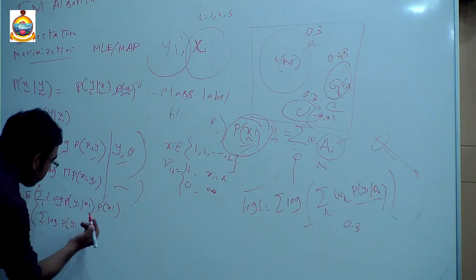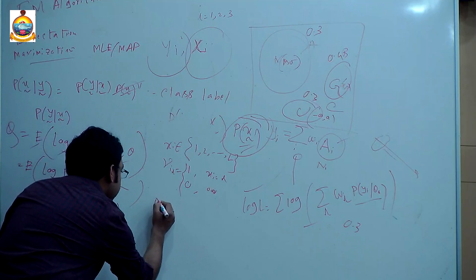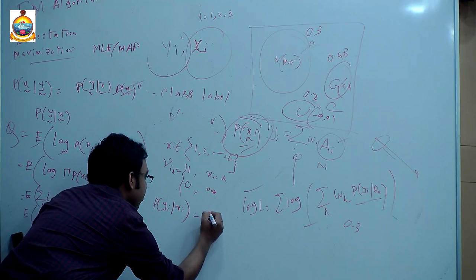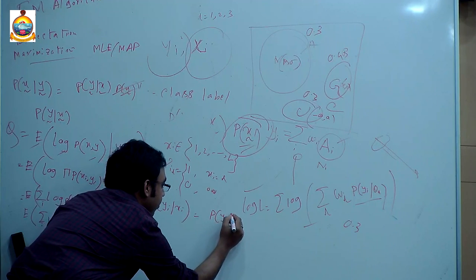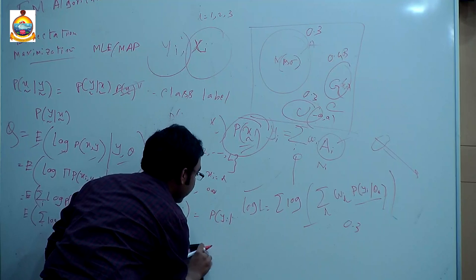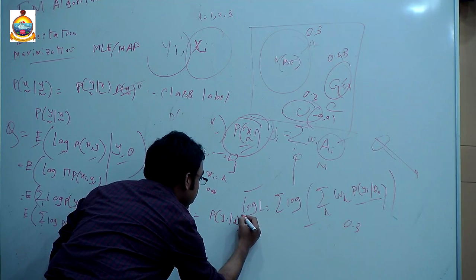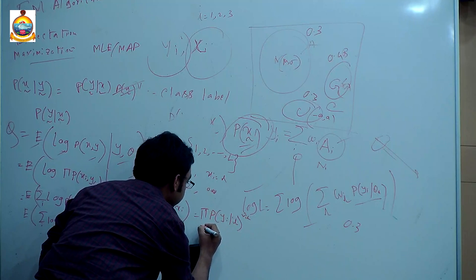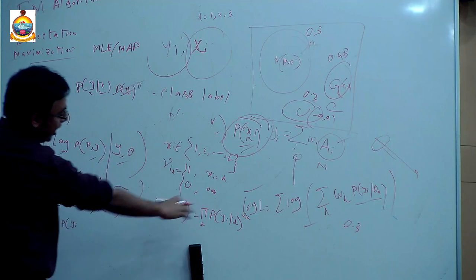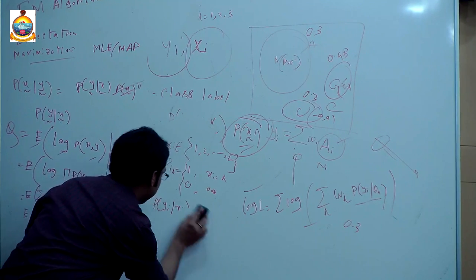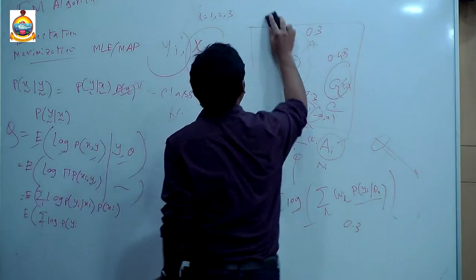Now we write the probability of yi given xi, given l. Can I write that? Sorry.